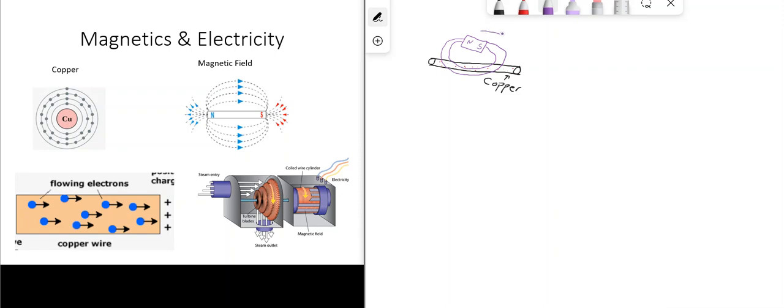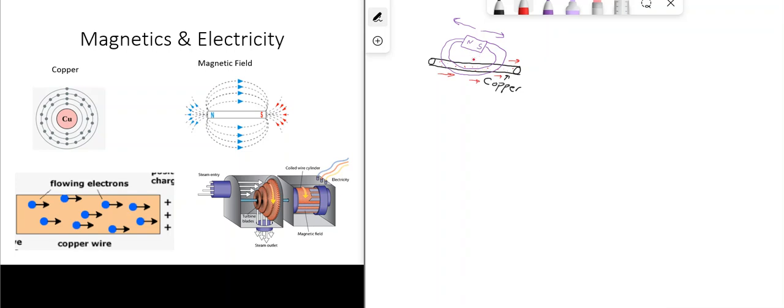So if I move this back and forth like this, what's going to happen is the loose electrons on the copper are actually going to start to move. It's going to apply a force to the electrons and get them to move. And that's the basis of generating electricity. So if we can get copper and a magnet into contact with each other, we can get electrons to start moving.